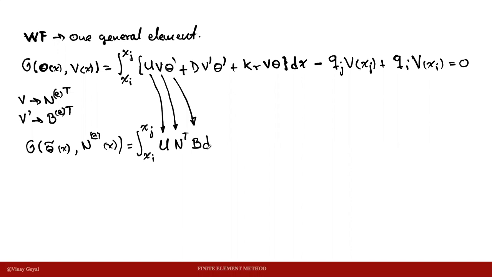Now we move to the second term. For the second term, we have D, right? V prime is related with the transpose of B, and theta prime is B times d. Now we can move to the third term. So Kr.